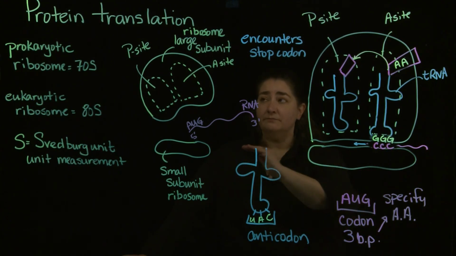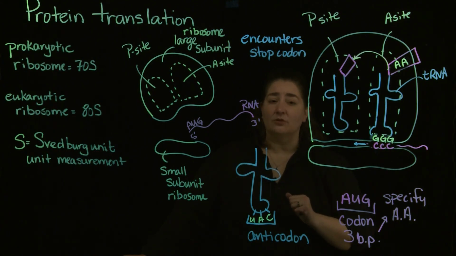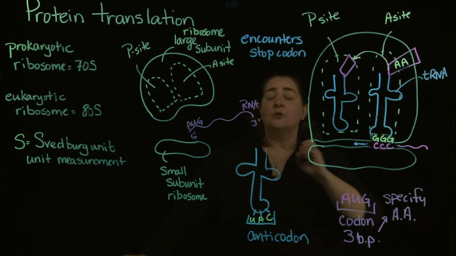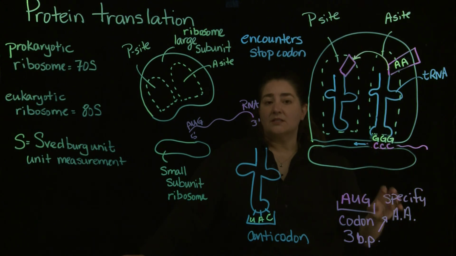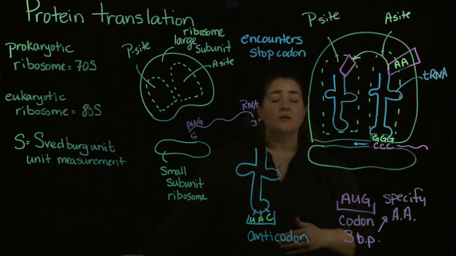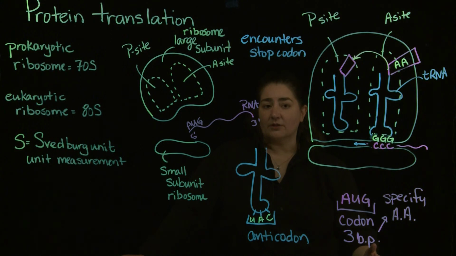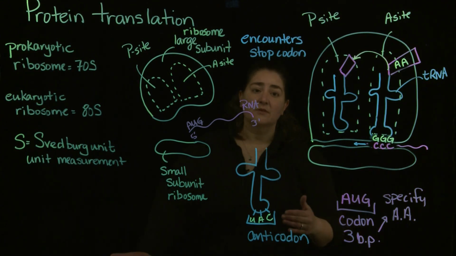Eukaryotic cells, transcription is going to happen in the nucleus. That RNA moves from the nucleus into the cytoplasm. Cytoplasm is where translation occurs in eukaryotes. Prokaryotes, both transcription and translation are occurring in the cytoplasm because prokaryotic cells don't have a nucleus. All right? Hopefully some of that makes sense.